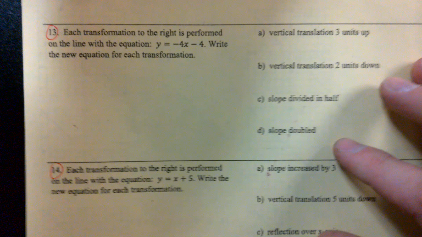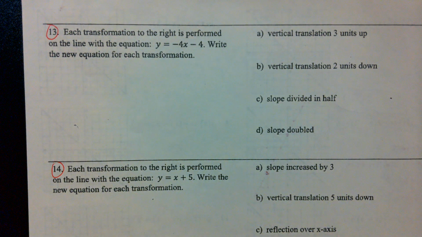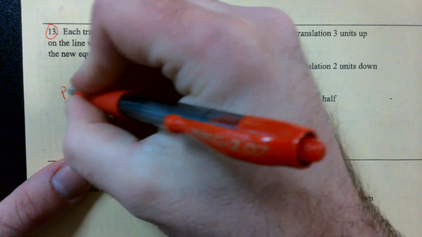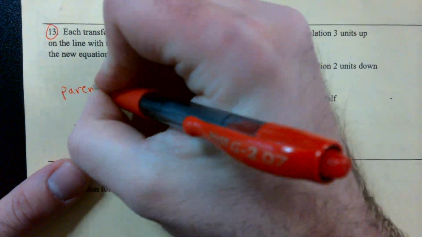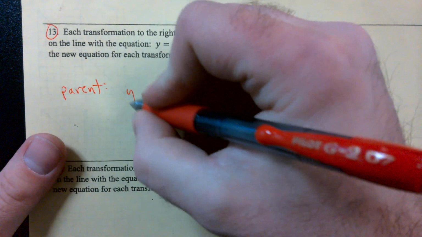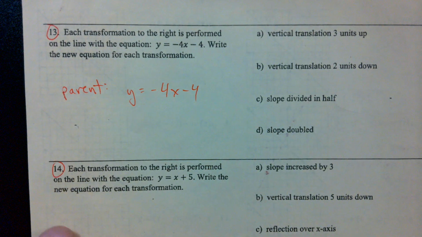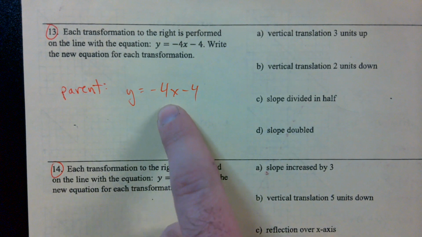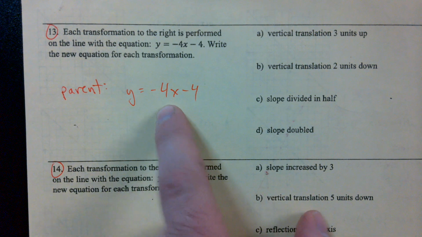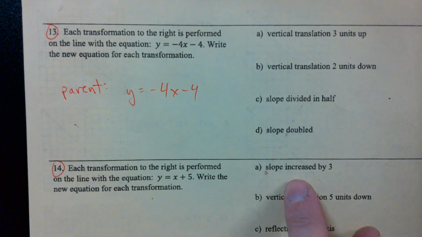Number 13. Each transformation to the right is performed on the line with the equation y equals negative 4x minus 4. So now my parent function is not y equals x or f of x is equal to x. It's y equals negative 4x minus 4. So we got to think about this is my starting point. This is my parent function for this specific problem.